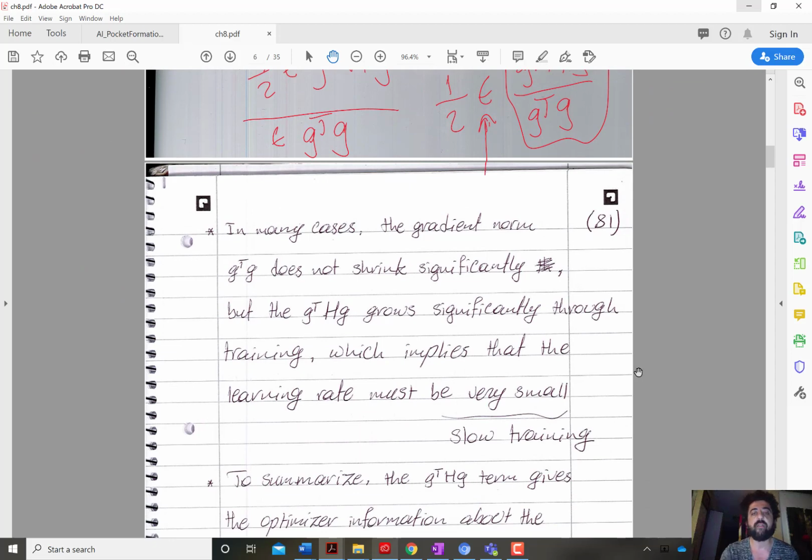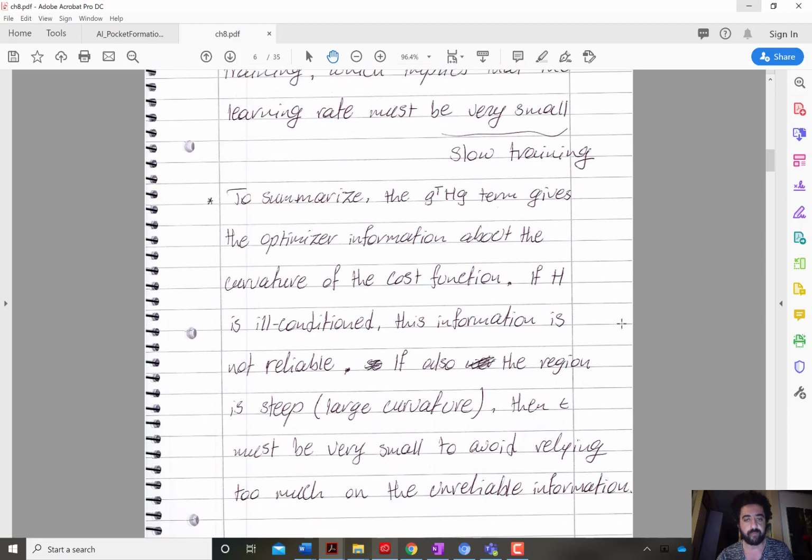So to summarize, if that term G transpose HG, reflecting the sensitivity of the first order derivative along the directions of the gradient, right? So which is basically the second order derivative information. If that term grows significantly with a small gradient norm, right? So the gradient norm doesn't shrink enough and that term grows significantly, then we would need very small learning rates and hence very slow training. Otherwise, you end up increasing the cost function significantly instead of the objective, which is to minimize the cost function by doing the stochastic gradient descent updates, right?